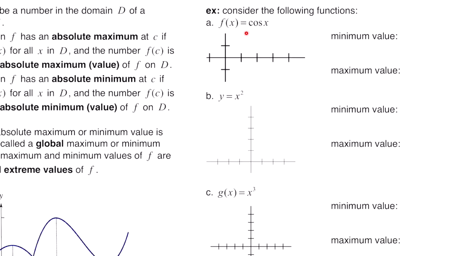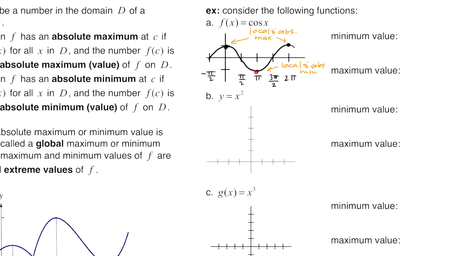This example says consider the following functions. We have f of x equals cosine x. So I drew the graph of cosine from 0 to 2 pi, and you can see that at 0 and also at 2 pi, and then it will happen again at 4 pi, you have a local max, which is also an absolute max because the graph will never go higher than 1. And then also for cosine x, you'll have a local min, or also an absolute min, at pi, and then 3 pi, and so on.